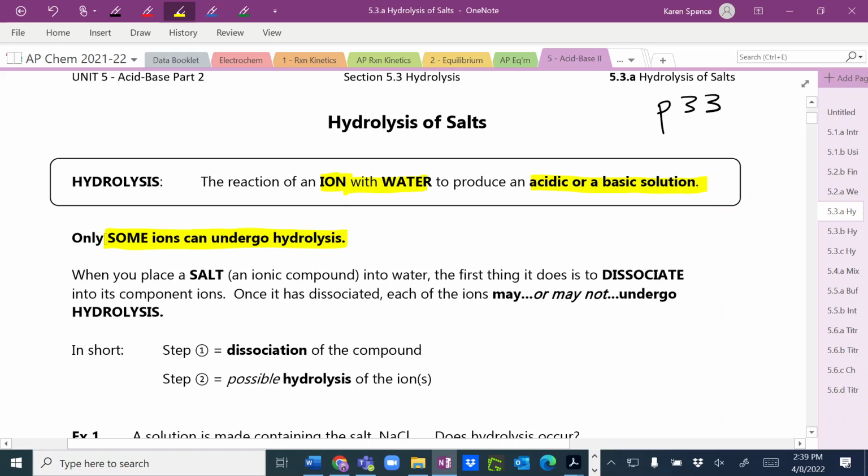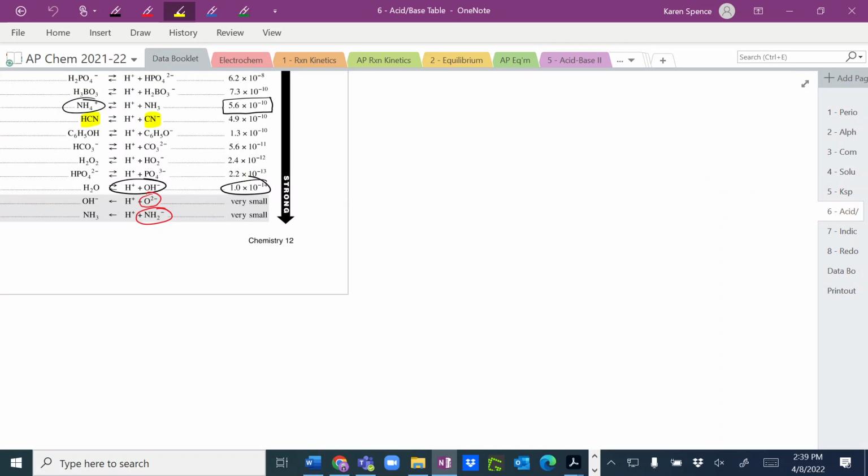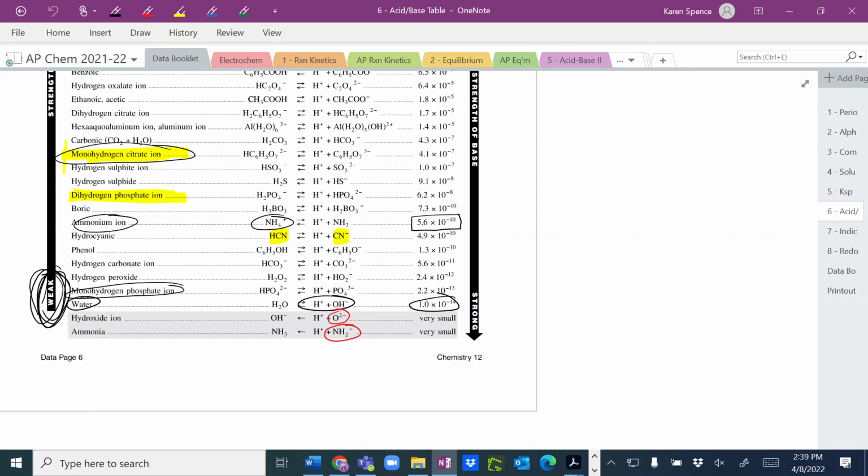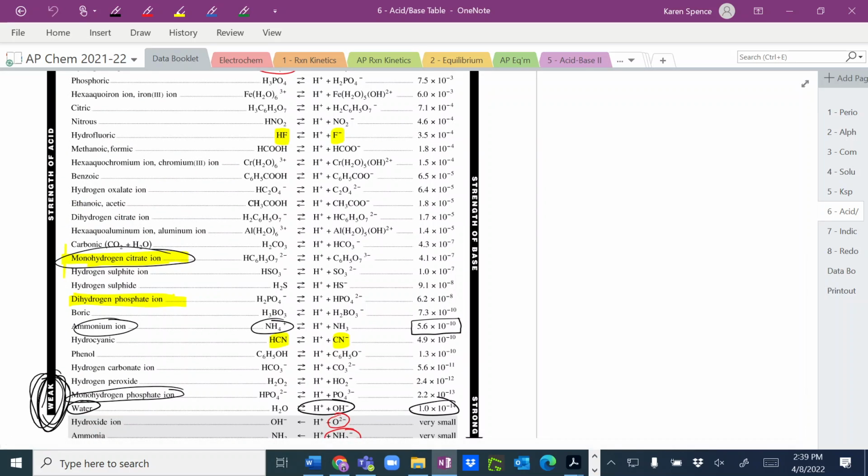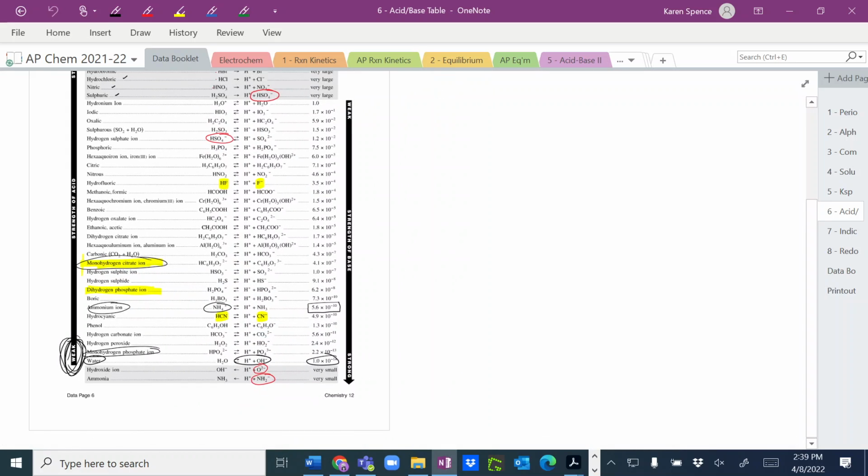Can you guys tell me some ions that cannot react with water? Tell your partner. Maybe take a look at your data booklet. What are some ions that cannot react with water to form an acidic or basic solution?